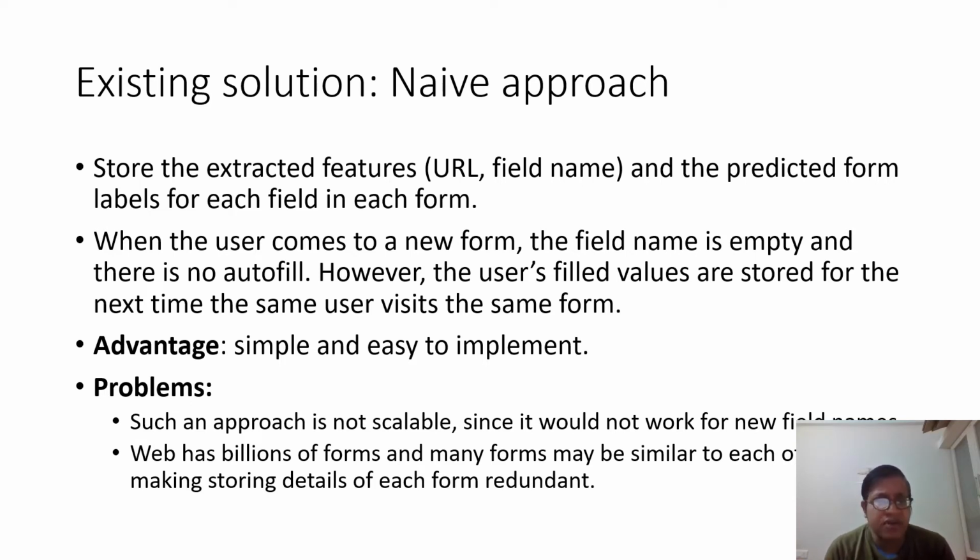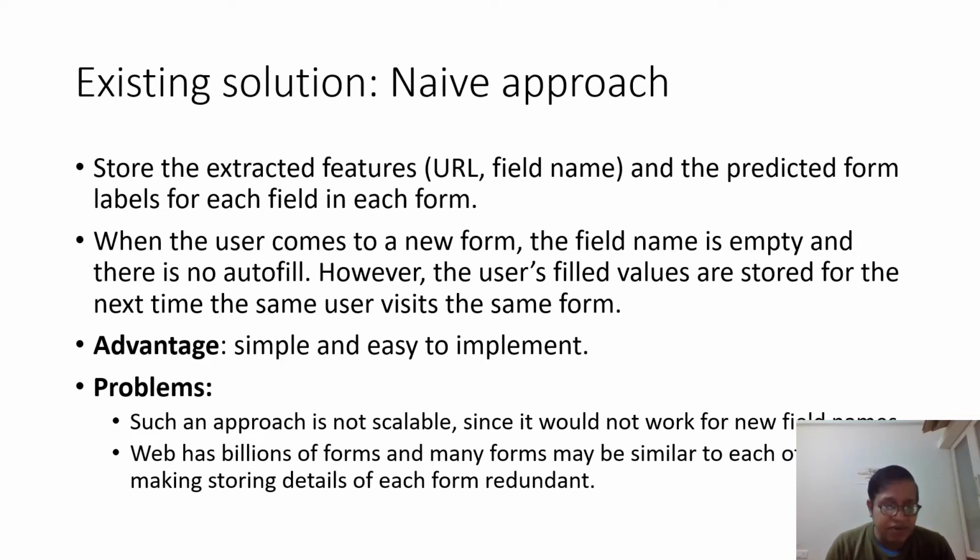One approach can be a naive or brute force approach, where you store every single combination of the URL and the name of the field. If you look at the HTML source of that form, you will see that there is a field name and some other HTML related to that form field, which is to be filled with autofill. So we can store this mapping: this is the URL, this is the field name, and this is the value that you have filled for that field name in that URL. You store it in some internal database in the web browser.